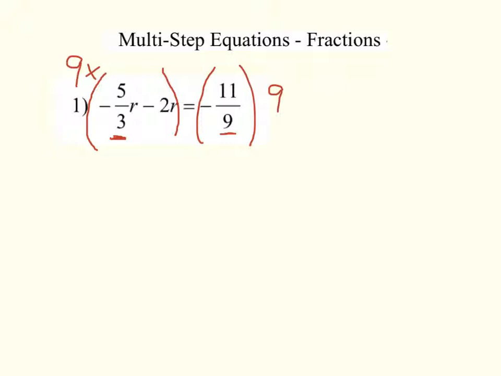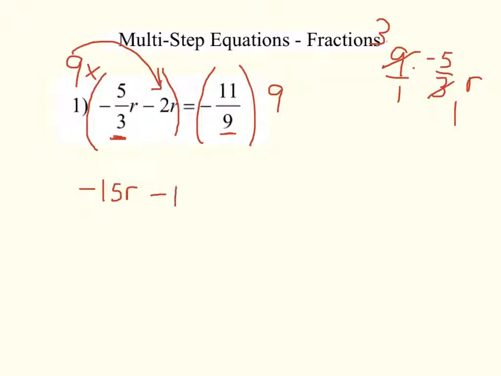So I'm going to do 9 times a negative 5/3. I'll just write it out here so you can see. That means 9 over 1 times a negative 5/3 r. I'm going to cross cancel, and 3 times negative 5 is negative 15, so this would be negative 15r. Then I multiply the 9 times the negative 2r, so I get negative 18r, equals, now I multiply the right side by 9 over 1. I cross reduce, and I get a negative 11. So now I've gotten rid of the entire fraction, no fractions.